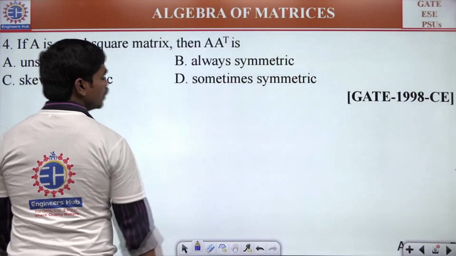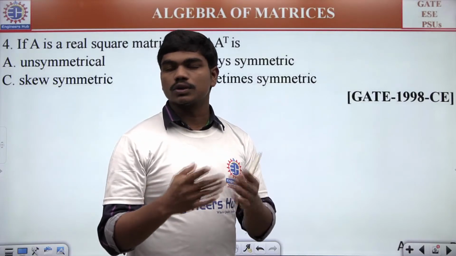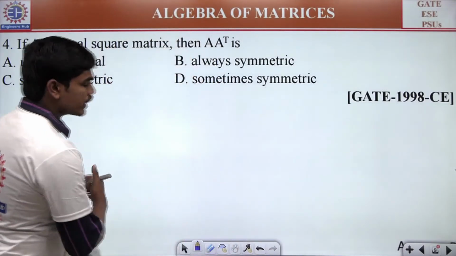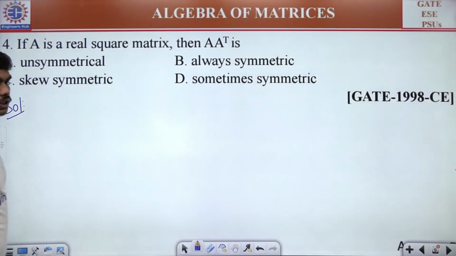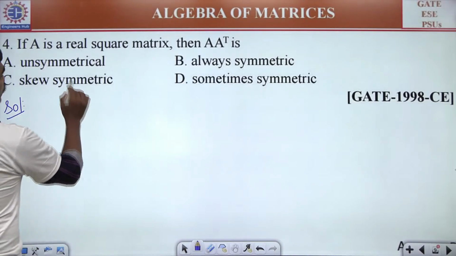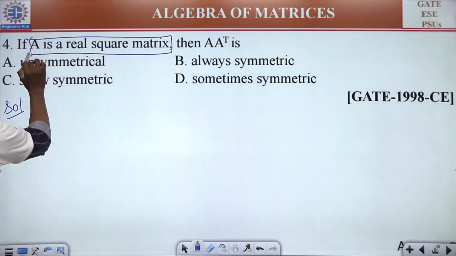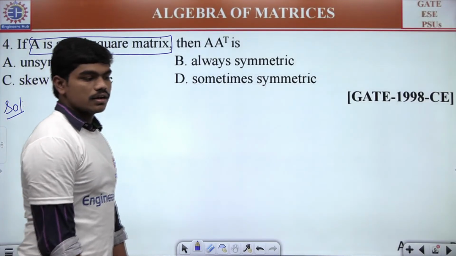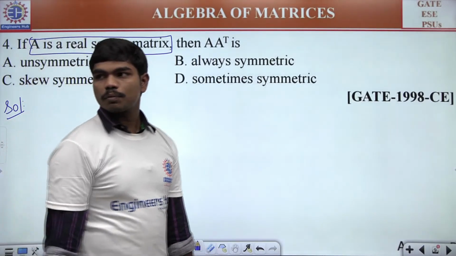1998, a very old one. Generally the number of questions on basic chapters is very limited, so that's why we are going to very old years, so that we have some questions at least. So please try to solve this. A is a real square matrix, then A transpose into A or A into A transpose is always symmetric, or skew symmetric, or sometimes symmetric. So please try to answer this.